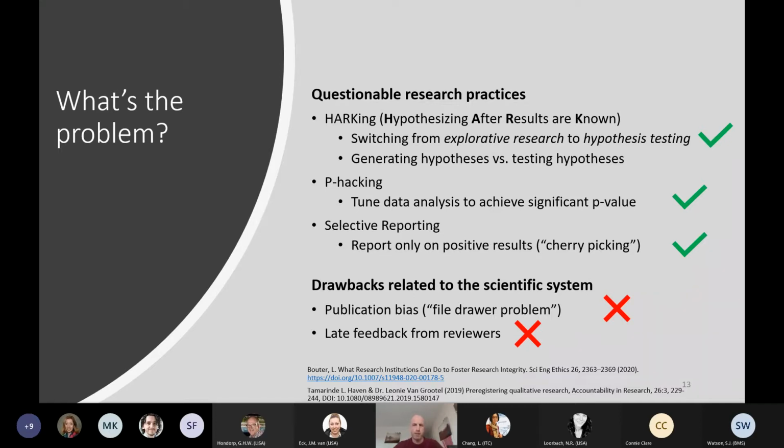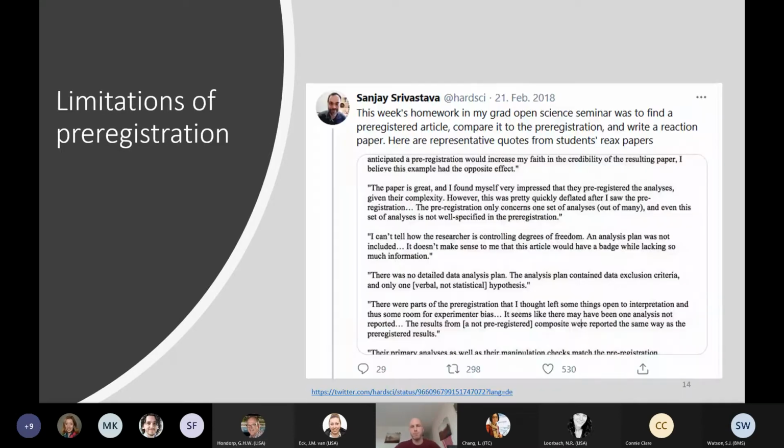So pre-registration can help to solve quite a few issues. And we could ask the question, well, does it mean that every pre-registered study is well done? Unfortunately, this is not the case. Sanjay Srivastava asked his students to compare pre-registrations with what was reported in the final paper. And the students found quite a few discrepancies between pre-registrations and the final paper. For example, because the pre-registration only included a subset of the analysis. In some cases, important elements were missing, for example, the analysis plan. In other cases, the reported plan was just too vague, so it was not possible to evaluate the pre-registration.